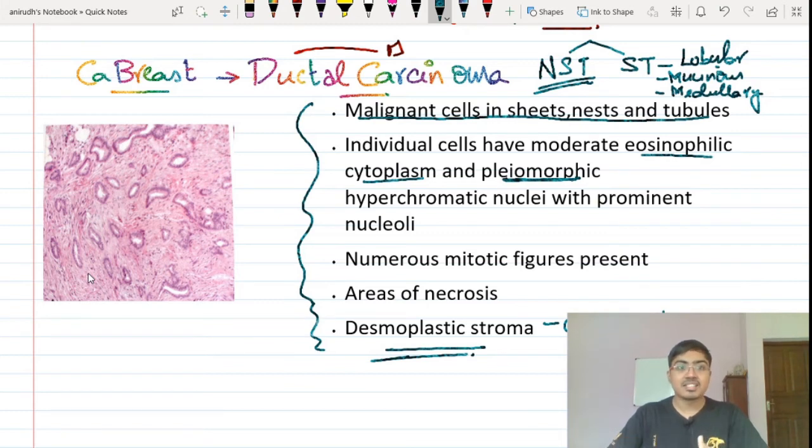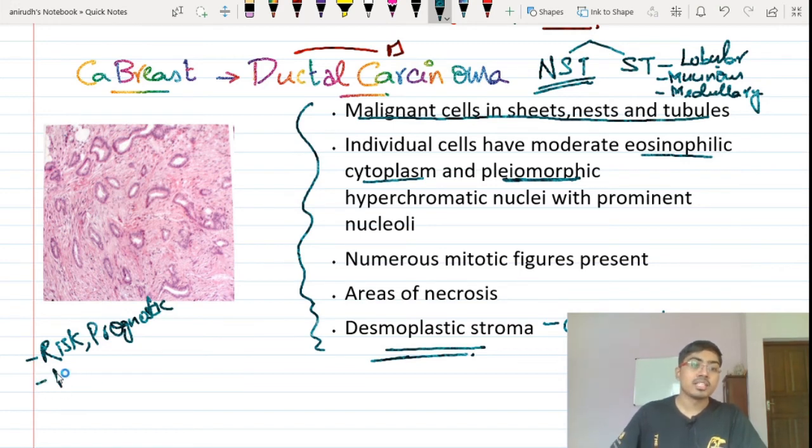Now, if I start discussing the features of carcinoma breast, then the length of this video will go so high. So we'll just tell you what the important points are here. You need to talk about the risk factors. We are supposed to remember the prognostic factors, right? These will come as sub questions here. Then we need to know about the subtypes here.